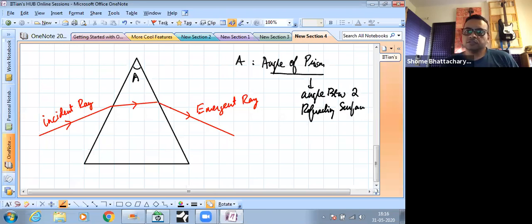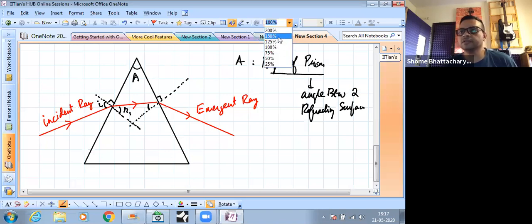Now further, if I draw a normal at the point of incidence like this, this is my angle of incidence, and this is my angle of refraction. Since there are two refractions happening, we'll call this R1. And if I draw another normal at this point, so that looks something like this, then this other normal here, this becomes the angle of incidence.